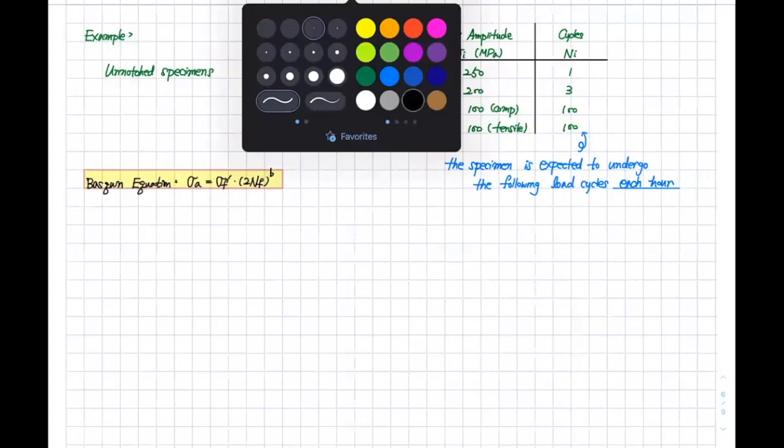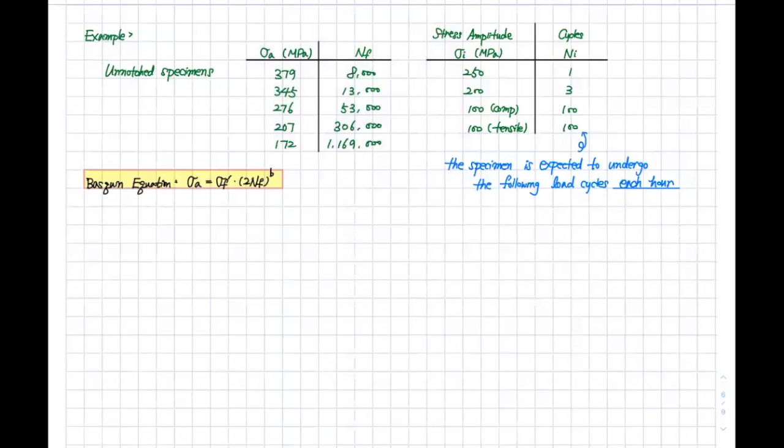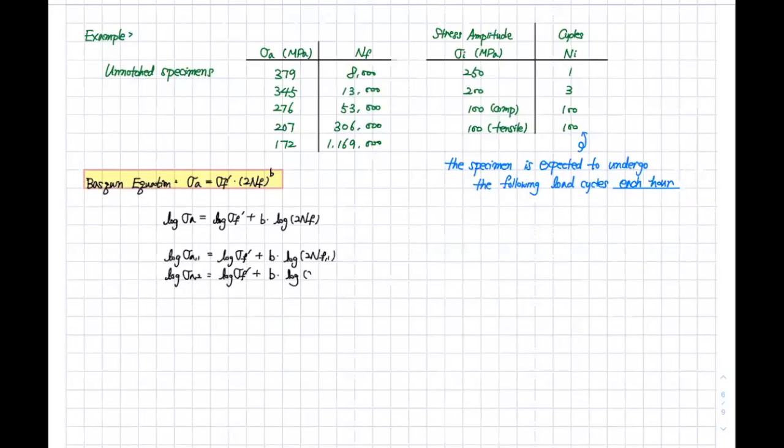Start, you can do it, take the log. Then log sigma A equals log of the failure stress plus B times log 2NF. There's point 1 and point 2. One more time. And then B times log 2NF2. Do not look at my screen, you can do it yourself. Sigma F prime is the same. My letters are going to be weird now, but it's okay, we know what we are doing.